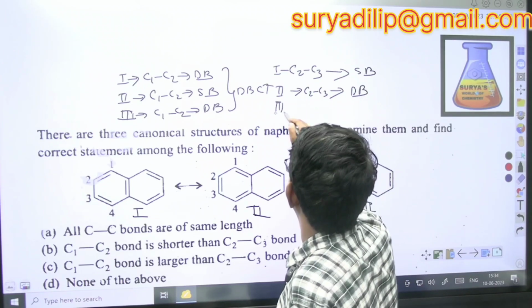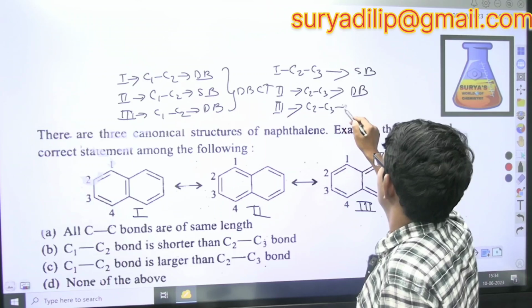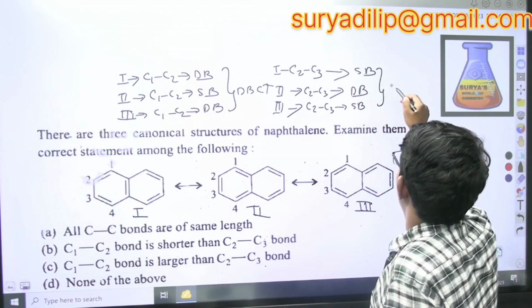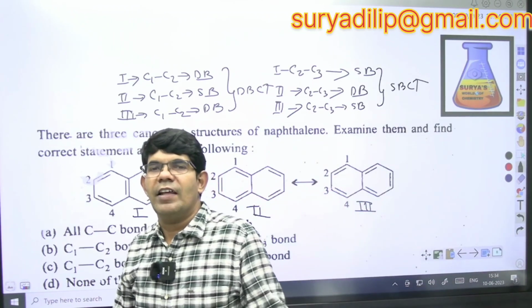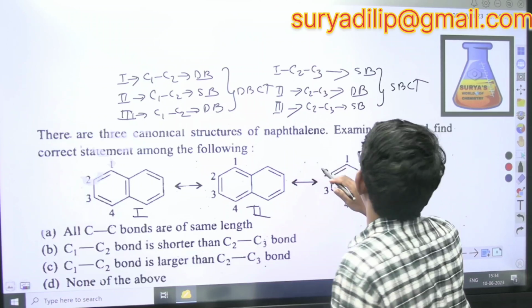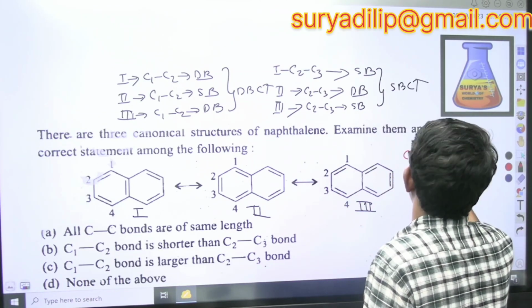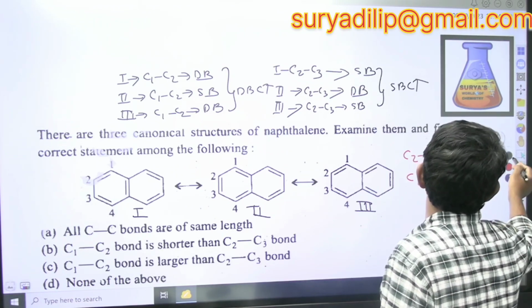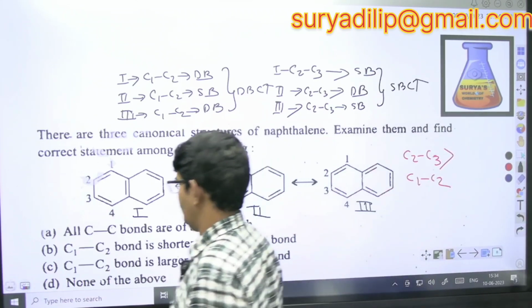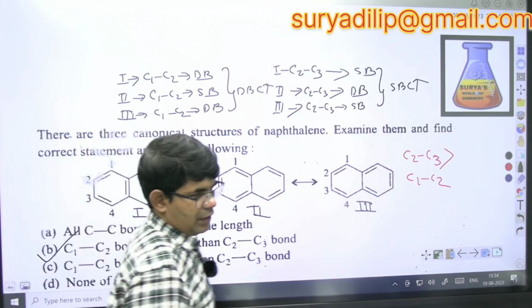In the third one, again C2, C3 is a single bond. So you have more single bond character. Greater the single bond character, greater will be the bond length. So it's very clear that C1, C2 is less than C2, C3. So the second option is correct: the C1, C2 bond is shorter than C2, C3, and the statement stands correct.